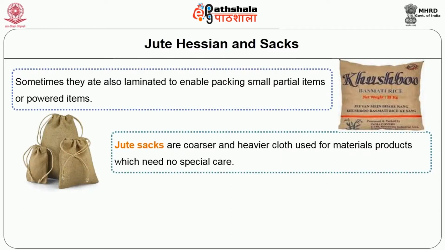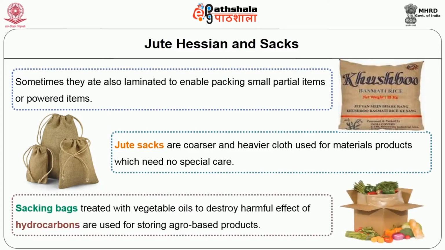Jute sacks are coarse and heavier cloth used for products which need no special care. Sacking bags treated with vegetable oil to destroy harmful effects of hydrocarbons are used for storing agro-based materials.